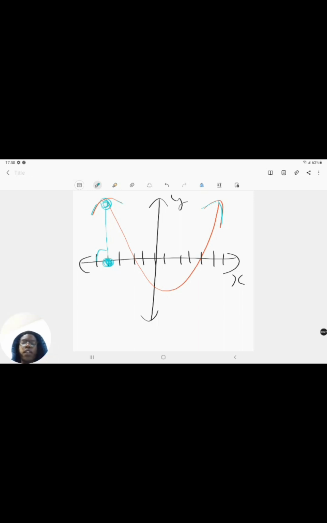So you've got that x value there at the bottom corresponding to which y value? This y value here. Is it more than one y value? No, it's not more than one y value. It's just one y value.